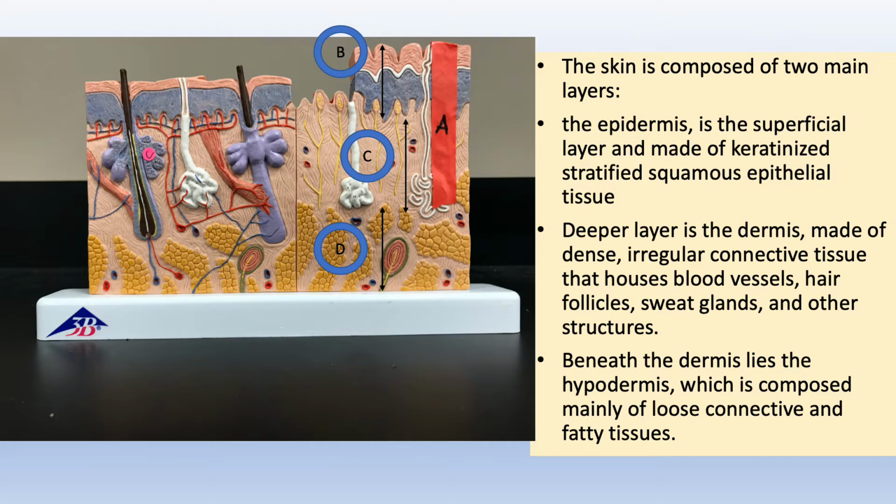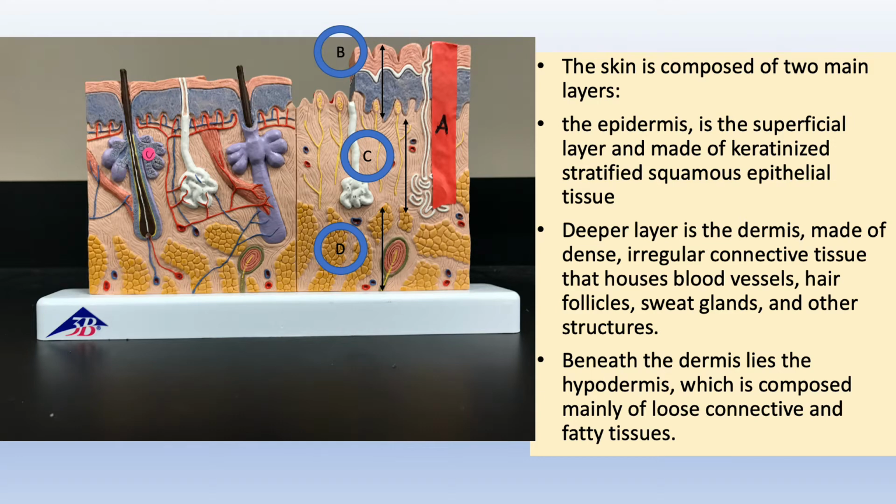So the epidermis is the superficial layer and made of keratinized, stratified, squamous epithelial tissue. That means it's epithelial tissue, and there is more than one layer because it's stratified, and squamous because the top layer has flat shaped epithelial cells. A deeper layer of the skin is called dermis, made of dense, irregular connective tissue that houses blood vessels, hair follicles, sweat glands, and other structures.